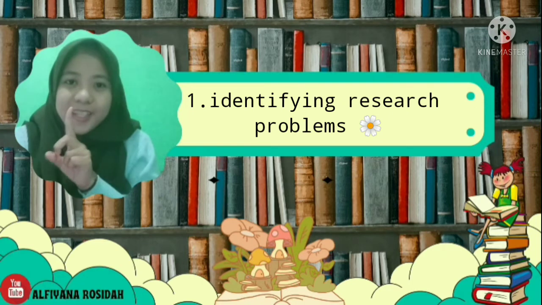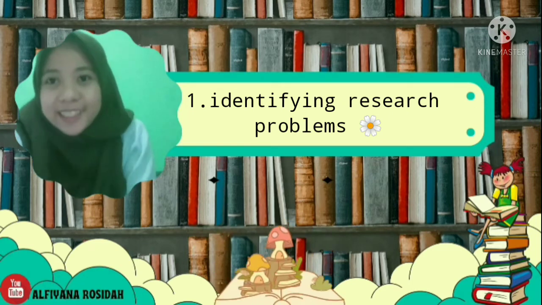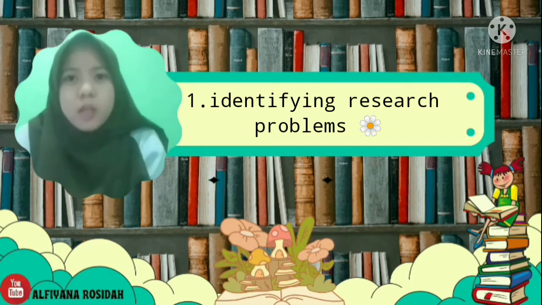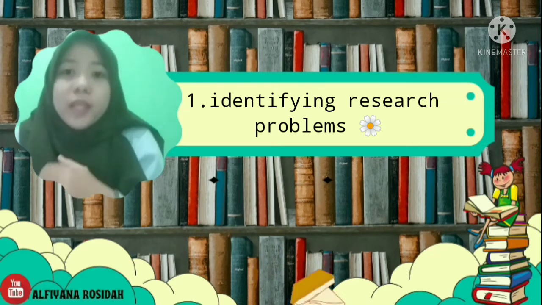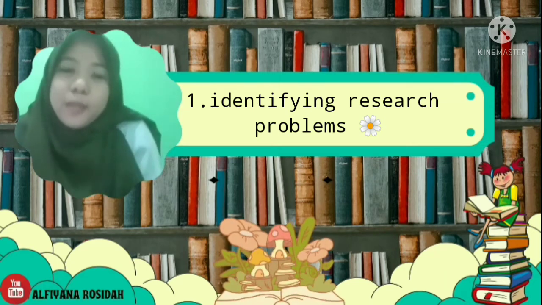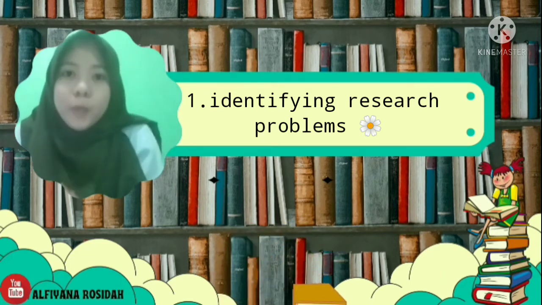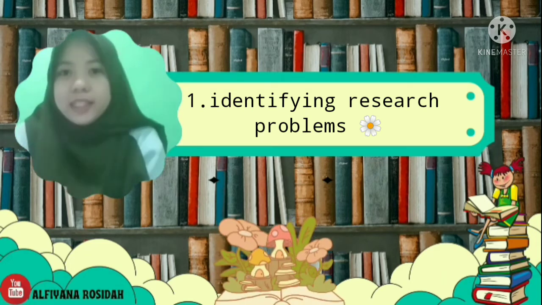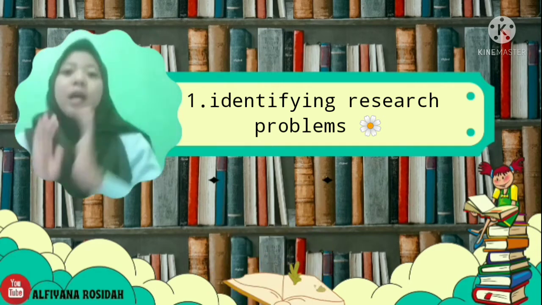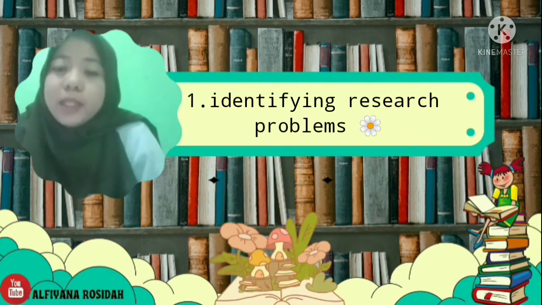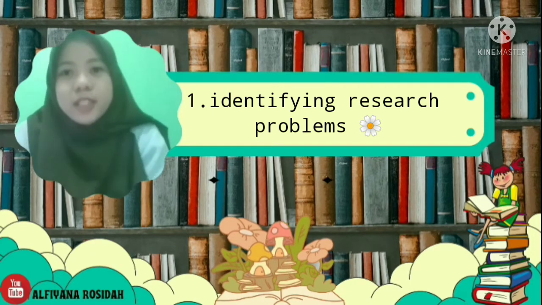The first process is identifying research problems. Identifying a research problem consists of determining the problem to be researched, developing justification for studying it, and suggesting the importance of research for selected audiences who will read the report. And then, we can limit the subject and focus on certain aspects of the research.